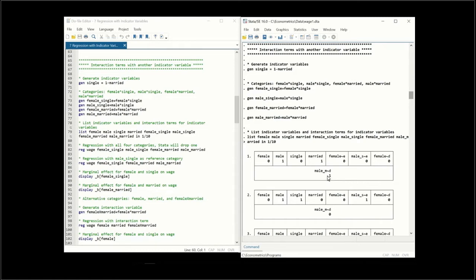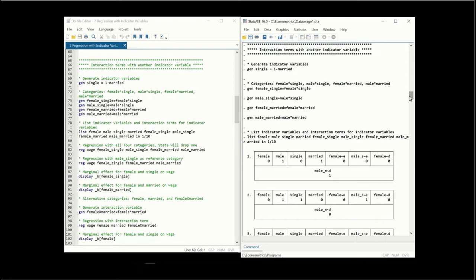So in case we have a male who is married, we would only have the dummy variable for male married equal to 1, and all the other 3 dummy variables would be equal to 0, and so forth. If we have a male that is single, only the male times single indicator variable would be 1, and the other 3 interaction terms would be equal to 0. So this is how the data would look.